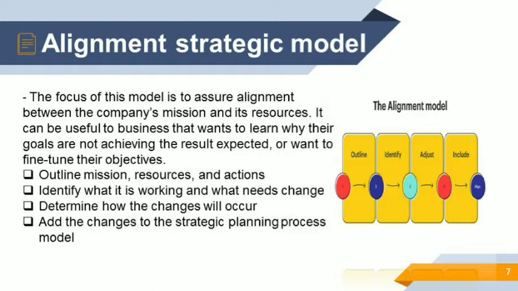So these are the steps. First, outline mission, resources, and actions. So what I've said earlier, we need to outline what would be the mission of a specific project, what would be the resources, and what would be the best action to it. Next is identify what is working and what needs to change. So we need to identify if that specific project worked or if that needs to be changed.